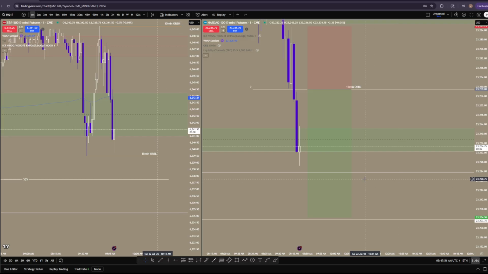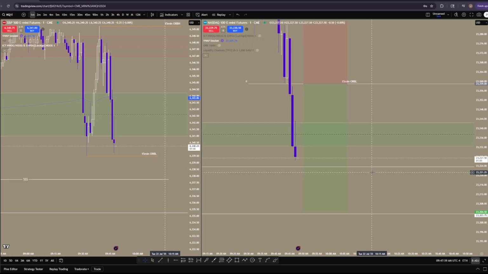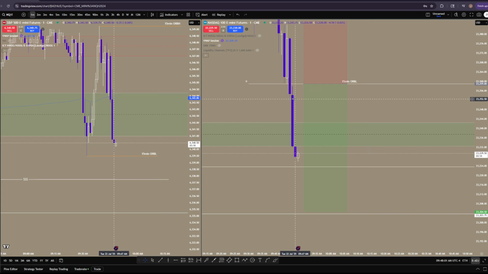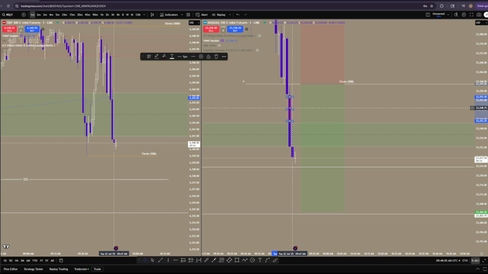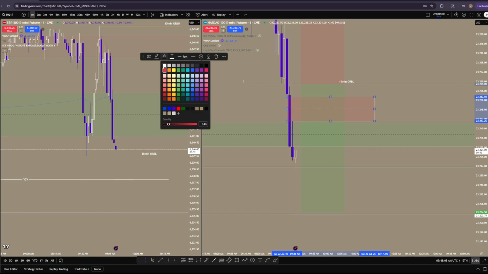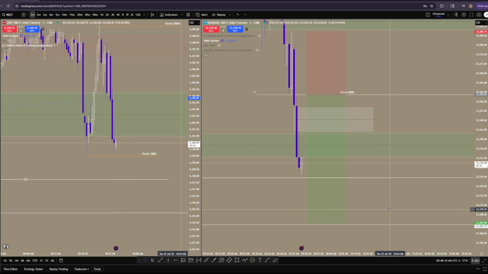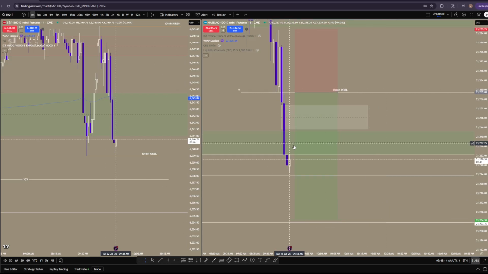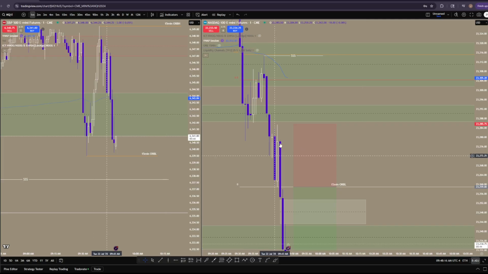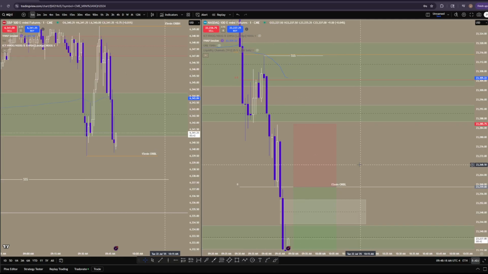But sellers are really trying to hold this one down. All right, so we finally have a 1-minute fair value gap here after the breakout. This will be a key level, because if we come up and inverse this 1-minute, we probably could see longs step back into the 50% area.